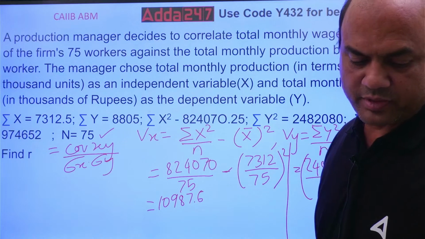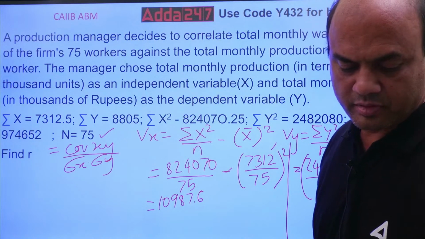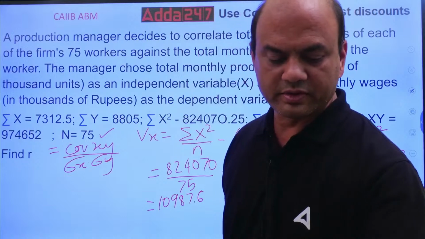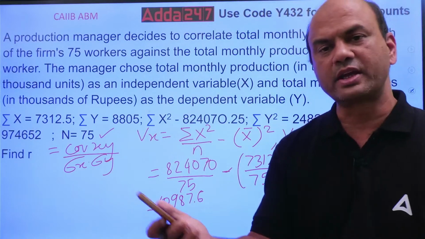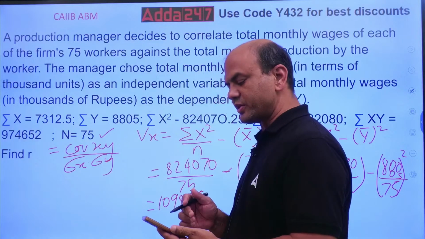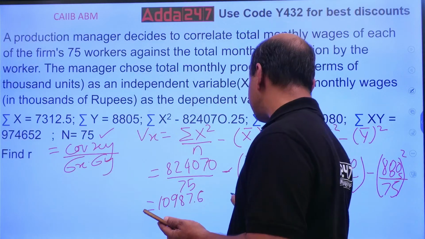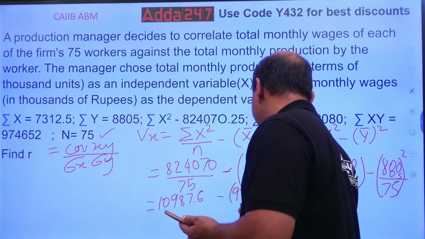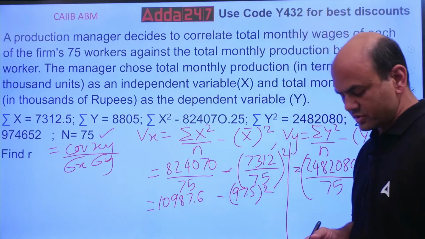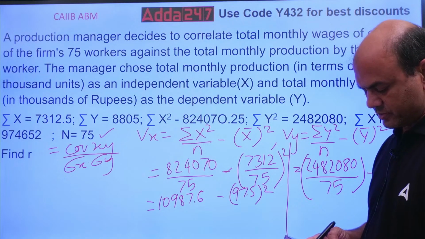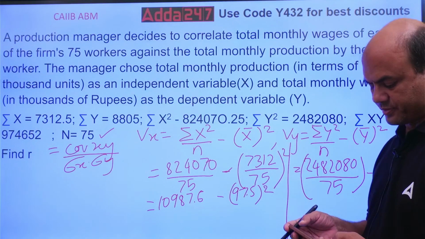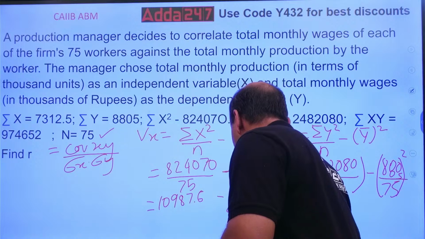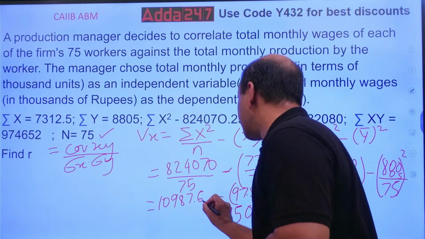And this now. 7312 upon 75. First find out this. Everyone try 7312 upon 75. I'll try it on the calculator. I'm getting 97.49, so 97.5. So this answer is 97.5, minus 97.5 the whole square. Find the square of this. So 9504. Now subtract this and this.